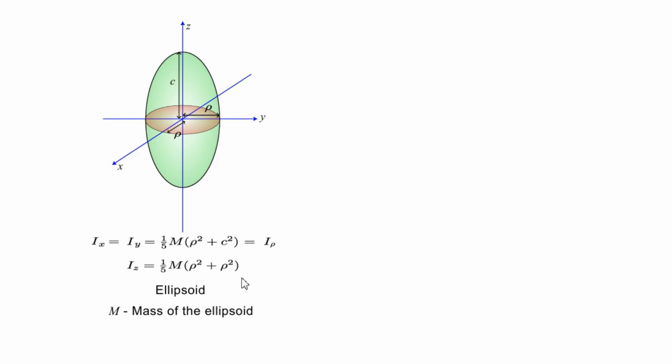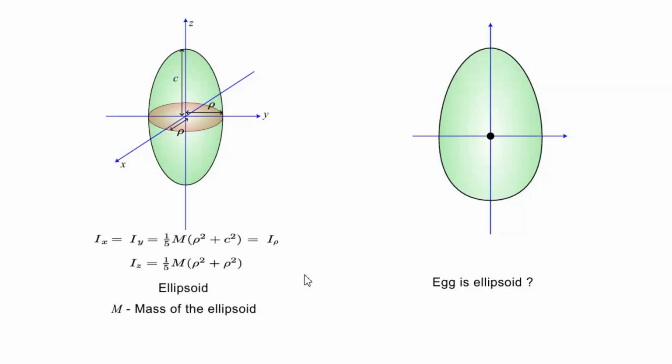Although we should be careful because the egg is really not an ellipsoid. It has a wider diameter at the lower half. But let us see, even with this condition, whether we can have some understanding.